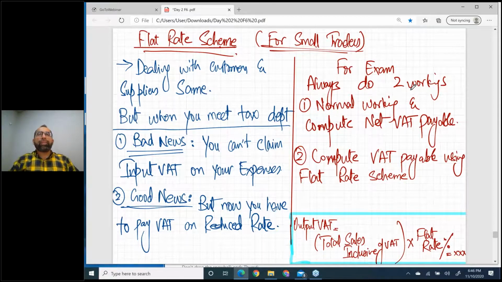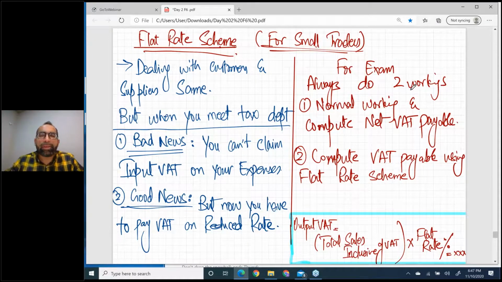I repeat, if you join the flat rate scheme, your dealings with your suppliers and customers remain the same. Means if you buy any goods from a supplier, you pay normal 20% VAT, and if you sell any goods to customers, you collect normal 20% VAT. So dealing with customers and suppliers will remain the same, but when you go to the tax department, your dealings will be different.